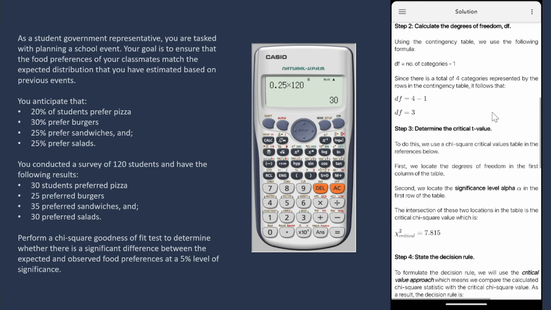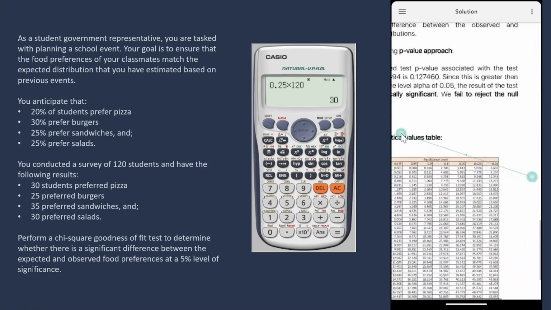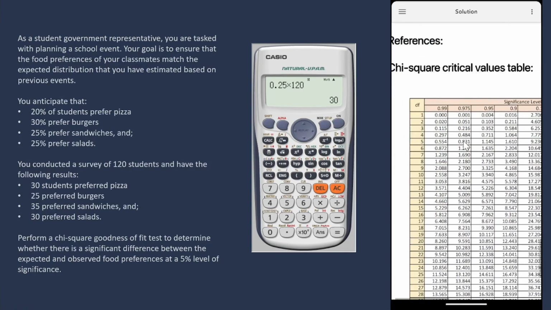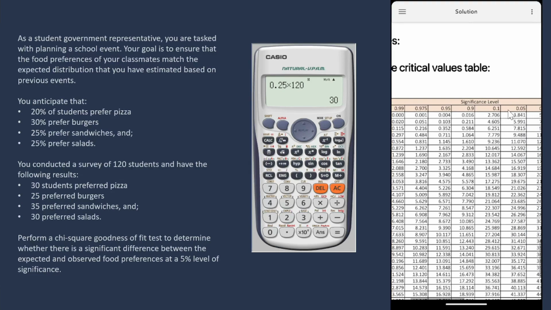For step 3, we now need to determine the critical chi-square value. To do this, we use a chi-square critical values table in the references below. Basically, what we will do is locate the degrees of freedom in the first column. As we have calculated a while ago, the degrees of freedom is equal to 3, so this one. And then the next thing that we will do is to locate the level of significance alpha in this row over here. The level of significance, as we have declared a while ago, is 0.05, which is this one.